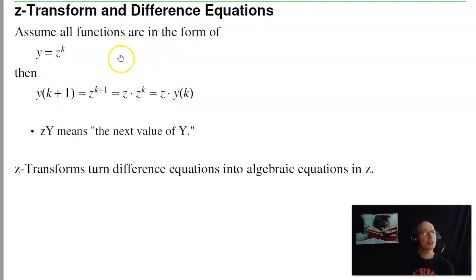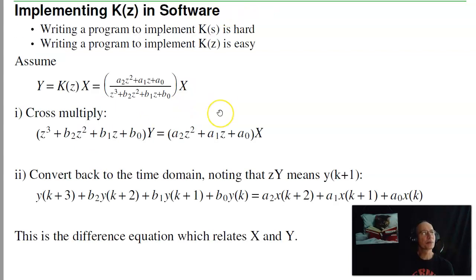Now in contrast, Z transforms assume everything's in the form of z to the k. What that does for you is if I have a difference equation, say y of k plus 1, move forward in time by one sample, that becomes z to the k plus 1, which is z times z to the k, which is z times y. So in the Laplace domain, sy means the derivative of y. In the z-plane, zy means the next value of y. And Z transforms turn difference equations into algebraic equations in z, very similar to the Laplace transform.